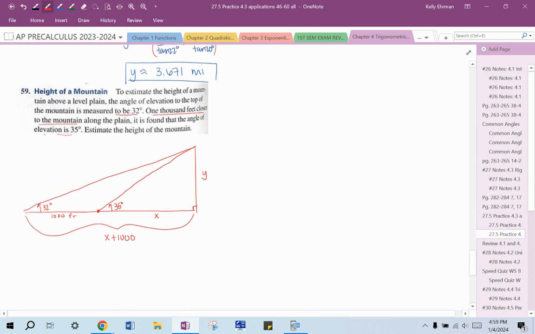So again, you can solve this problem in two ways, but you have to start the same way no matter what. Start with two tangent equations. The tangent of 32 degrees equals opposite y over adjacent, which is x plus 1,000. And the tangent of 35 degrees is equal to y over x. Let's get the x out of the denominator. I'm going to keep this in parentheses. And I'm going to multiply the x over here.